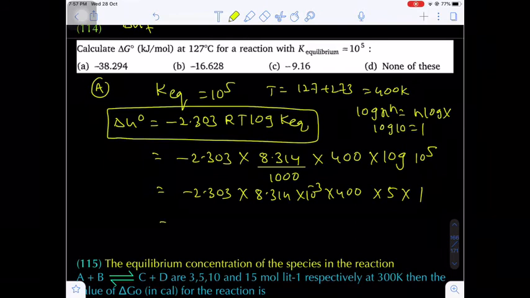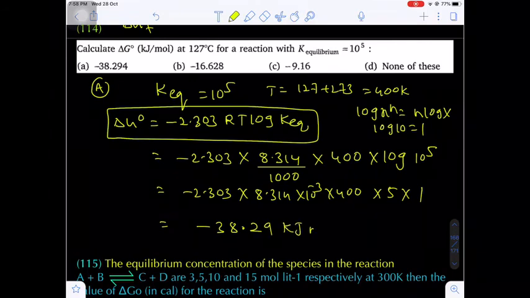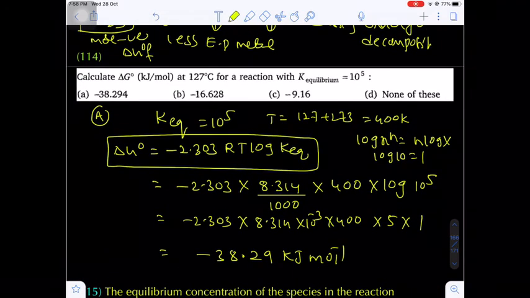After complete simplification, the final answer will be minus 38.29 kilojoule per mole. That means option A, the first option, is the correct option.